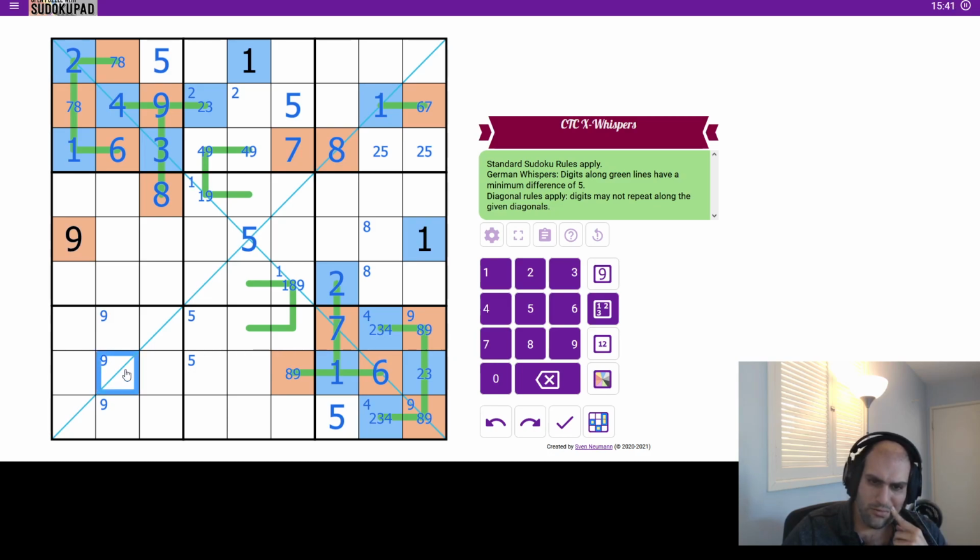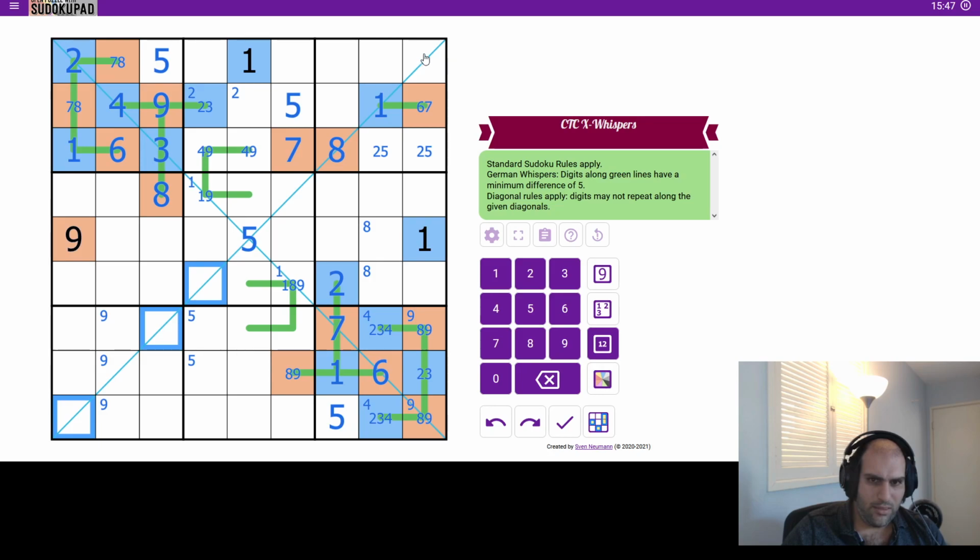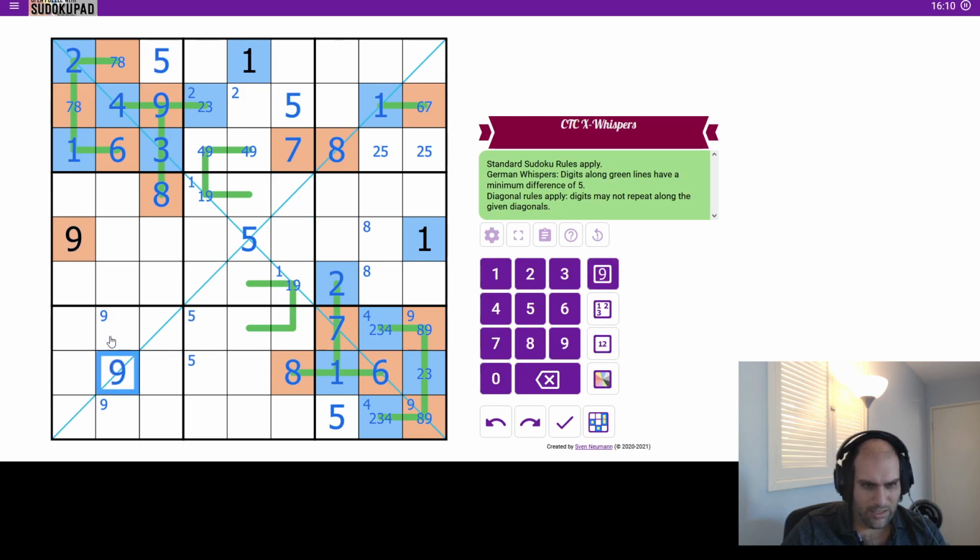Does 9 have to go here? Because let's look at 9 on this diagonal. Not there, not there. Does 9 here cause me any kind of issues? Because this is the only other place it can go other than here. But both of these squares, see this square, is this the point? This is not an 8. And now 9 can't go there. Just forcing 9 into here.